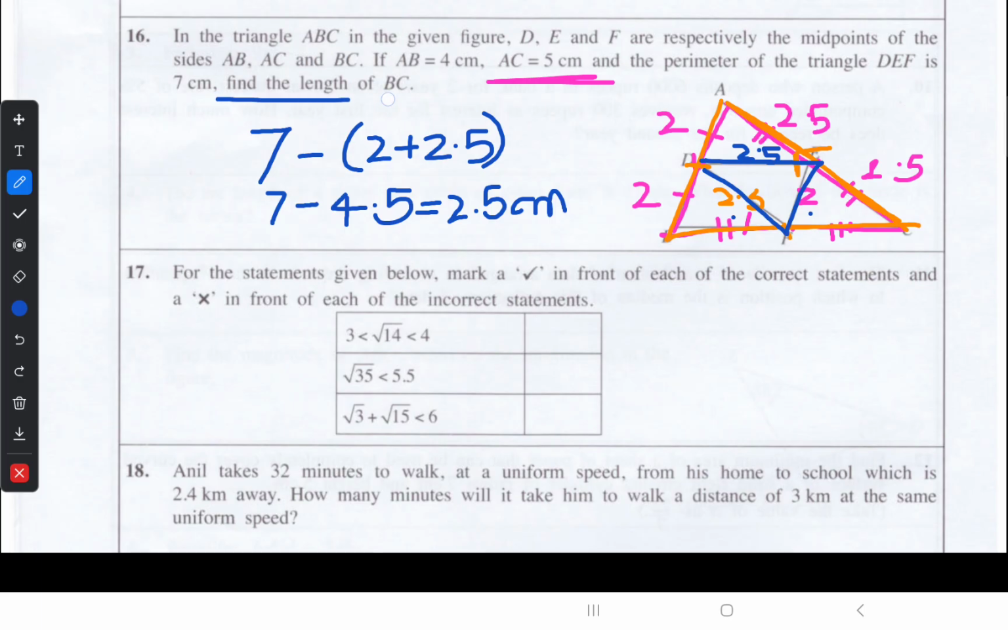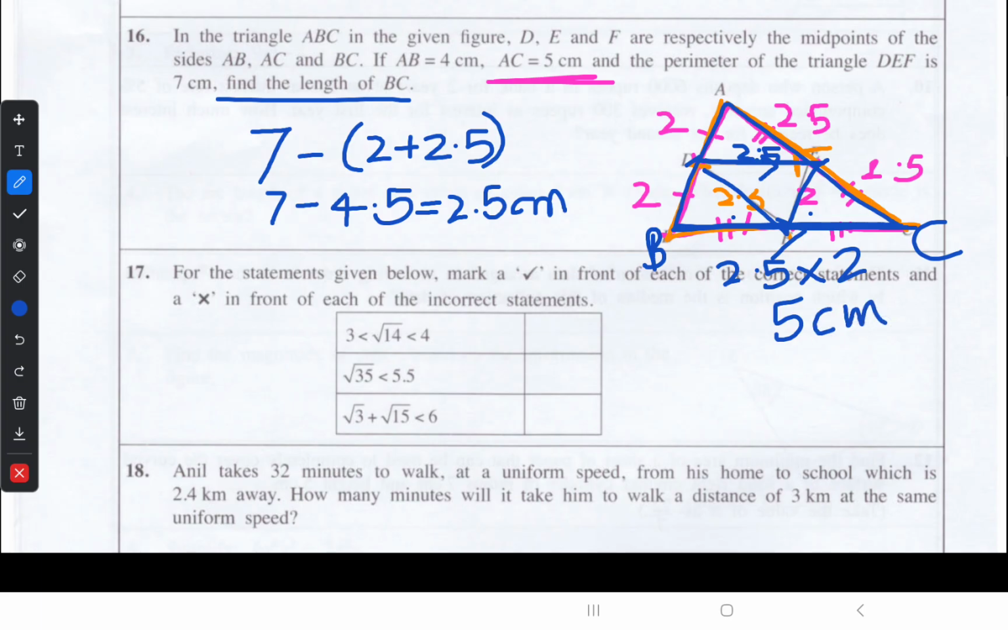But the question is asking, find the length of BC. As you can see here, when we consider this triangle, each respective midpoint was connected. So this should be parallel with this and double. Its half length is 2.5. That means the total length should be double of 2.5. So BC is double of 2.5. So 2.5 into 2, that is 5 centimeters.